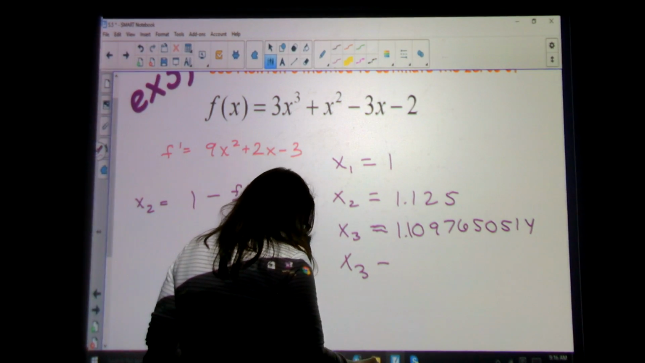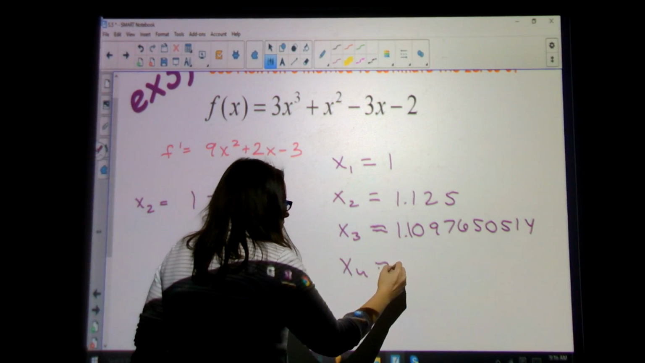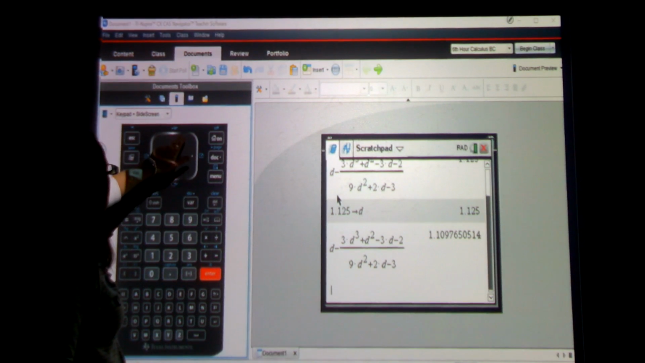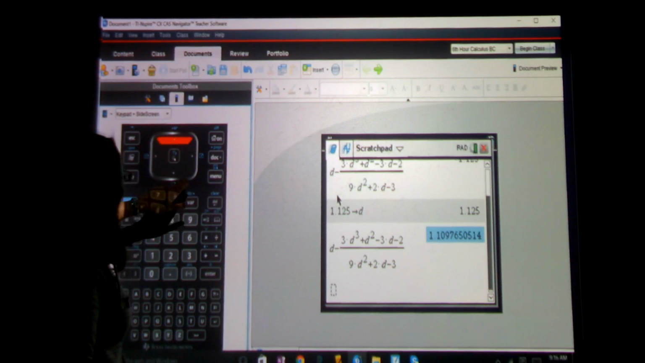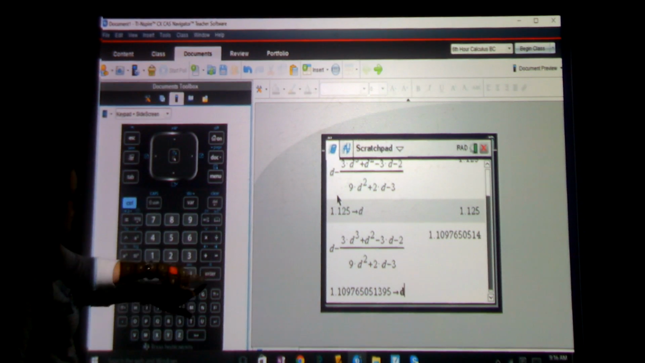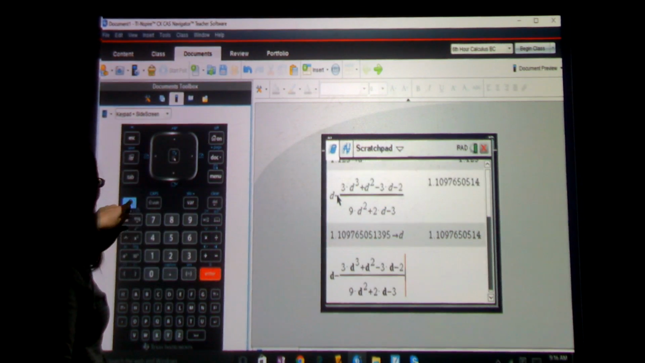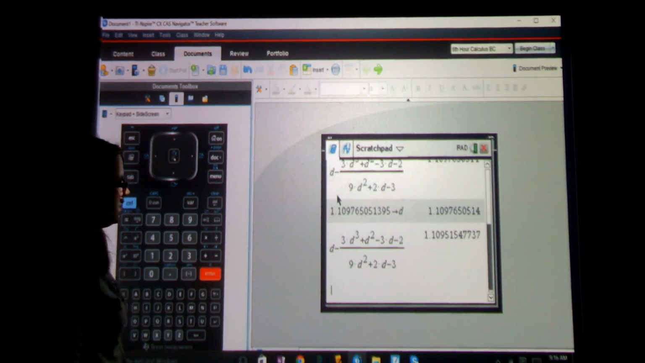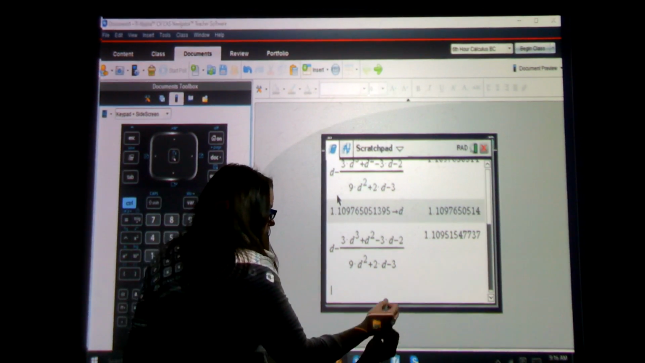So now let's find the fourth one. To do that, go up, grab your previous answer. Grab it, store it into D. Go back up, grab your expression, Control Enter. Okay, so 1.1095.